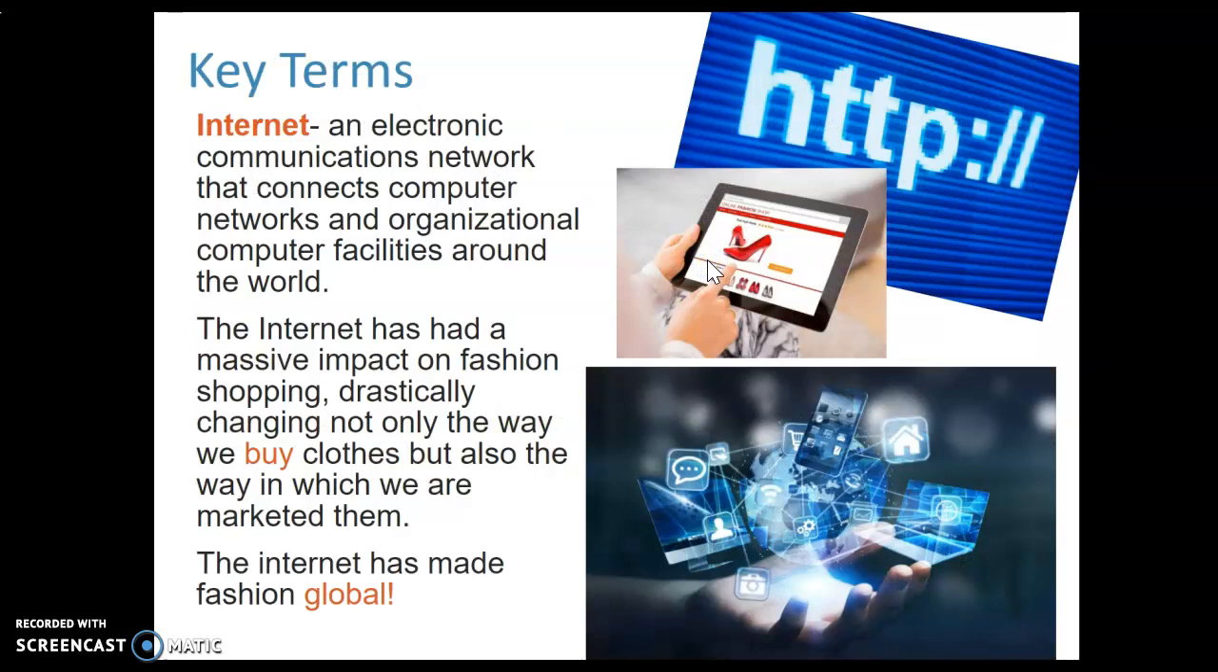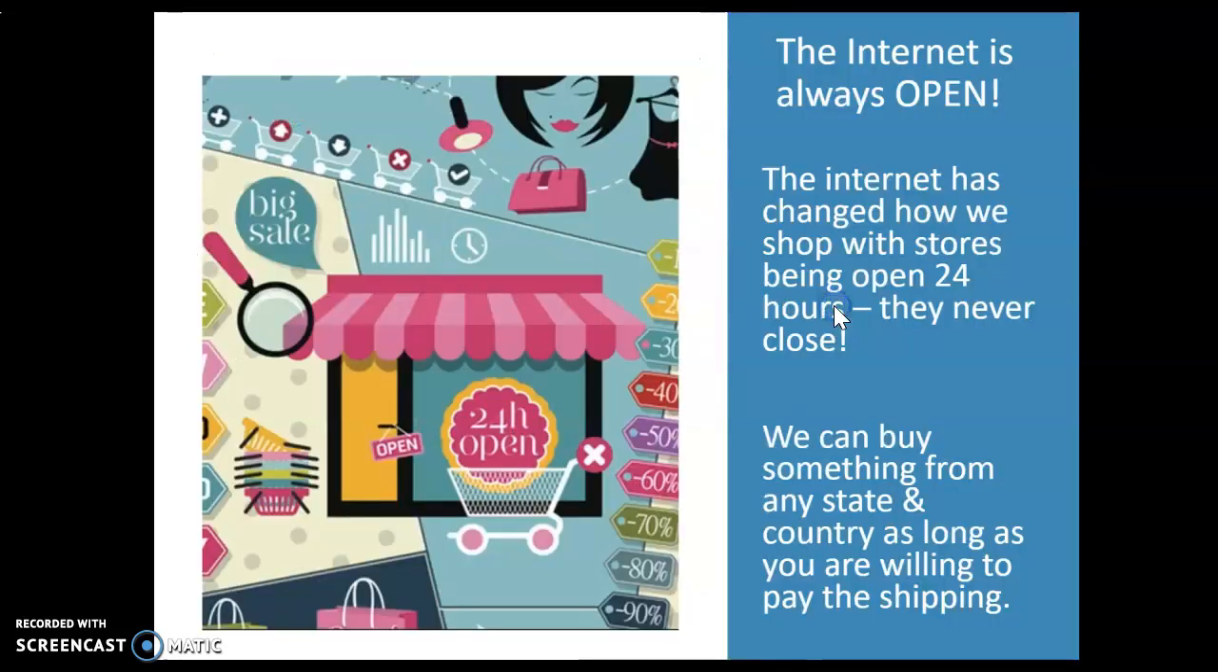Rightfully so, fast fashion has its incredibly dark side, and a lot of that has been pushed by the internet in general. The definition of the internet is an electronic communications network that connects computer networks and organizational computer facilities around the world. In short, it means that fashion is now global. It's changed not only how we buy clothing, but how clothing is marketed to us. The internet has truly made fashion a global commodity.